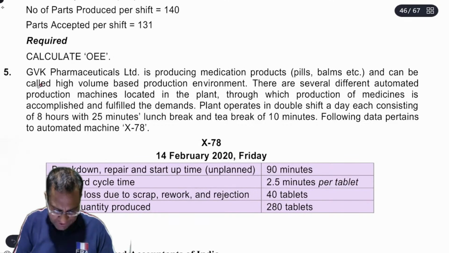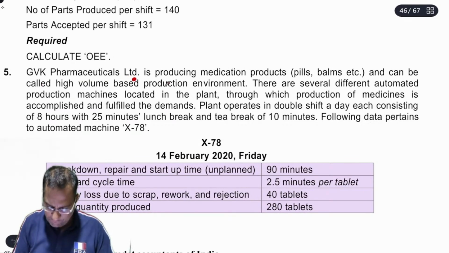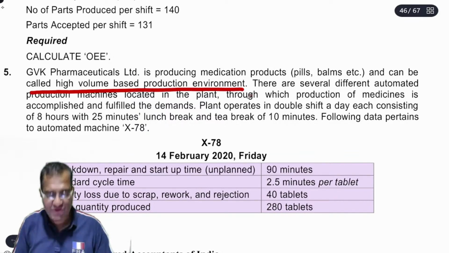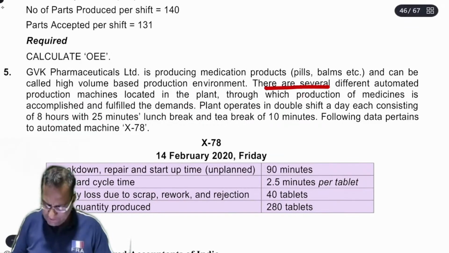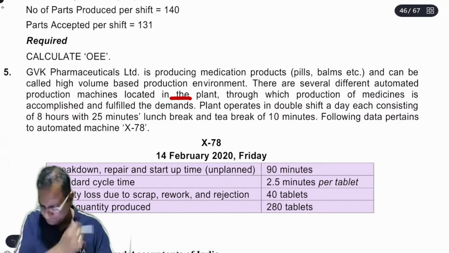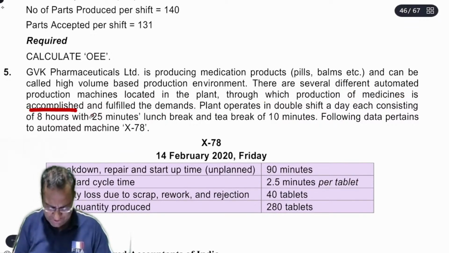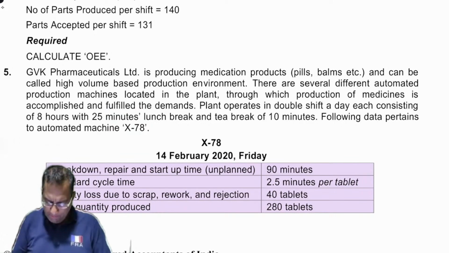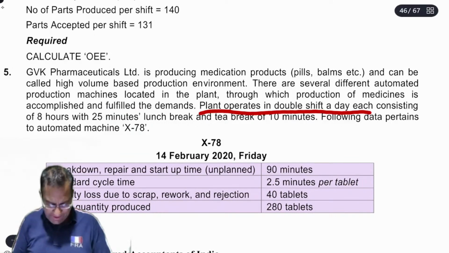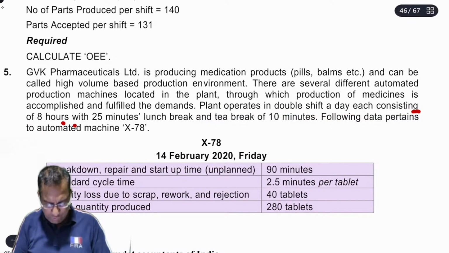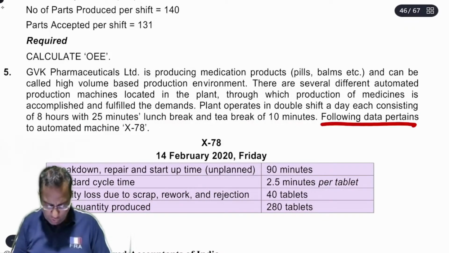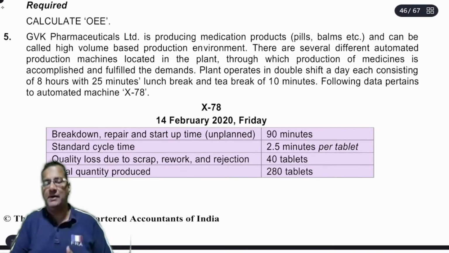I am starting. GVK Pharmaceutical Limited is producing medication products, pills, balms, etc., and can be called a high volume based production environment. There are several different automated production machines located in the plant through which the production of medicine is accomplished and the demand is fulfilled. Almost similar language in the first para as question number 2. Plant operates in double shift a day, each consisting of 8 hours with a 25 minutes lunch break and a tea break of 10 minutes. The following data pertains to automated machine X78 for 14 February 2020, Friday. The data has been given to you.